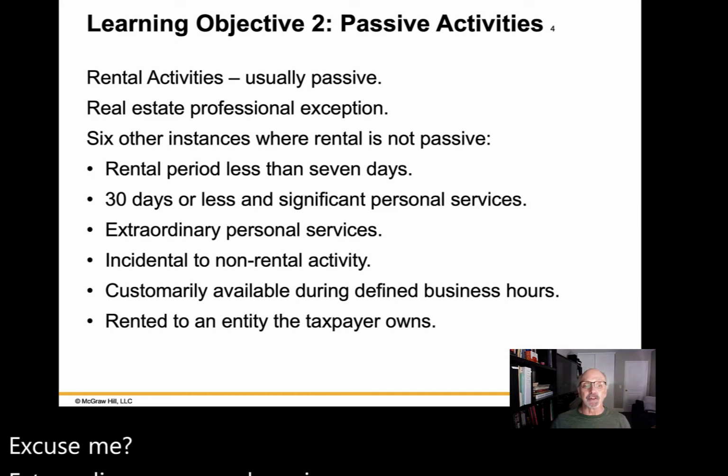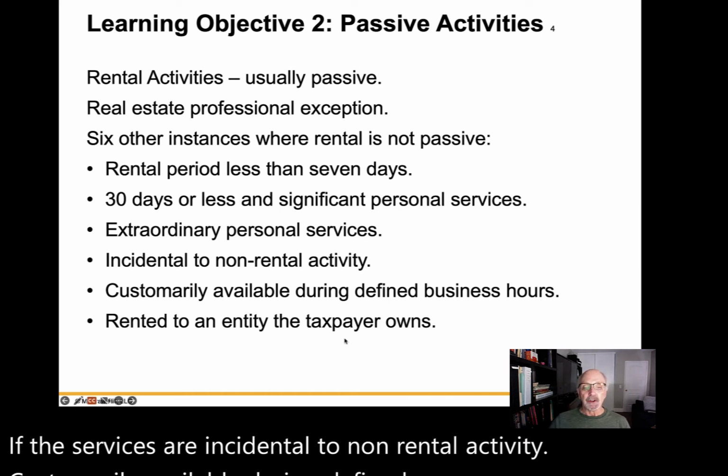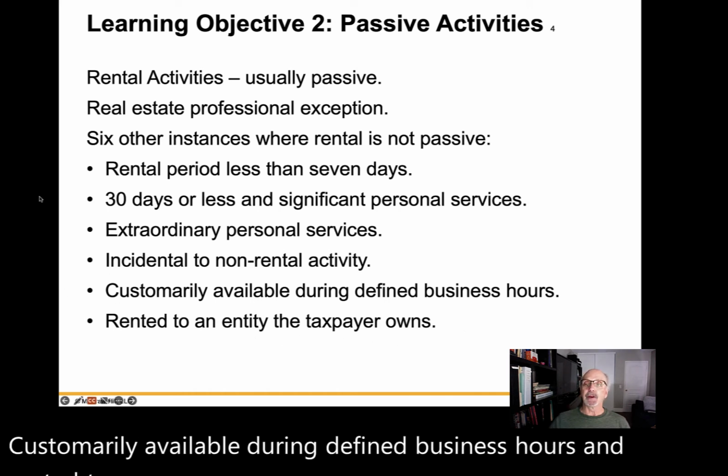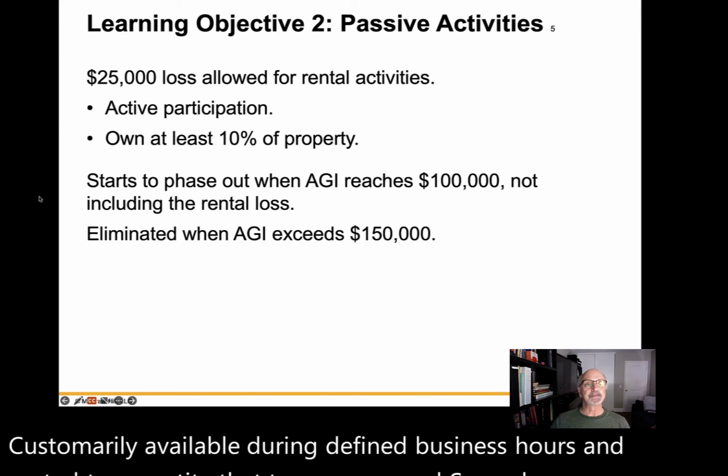If the services are incidental to a non-rental activity, or customarily available during defined business hours and rented to an entity the taxpayer owns. So we have that connection.